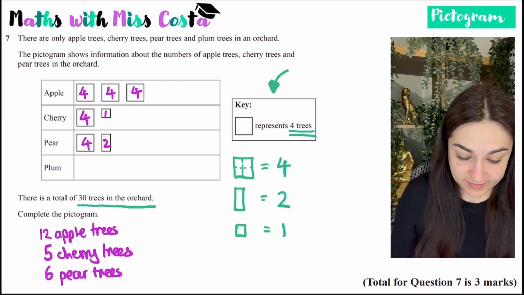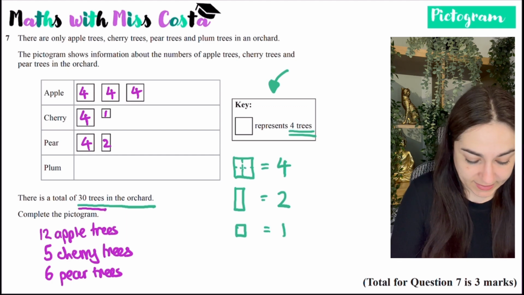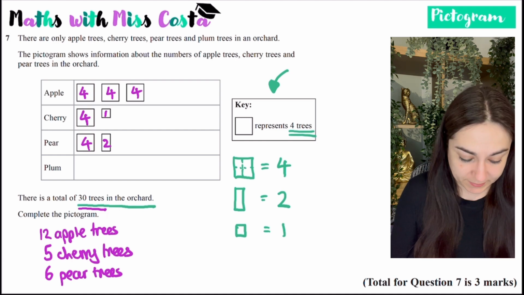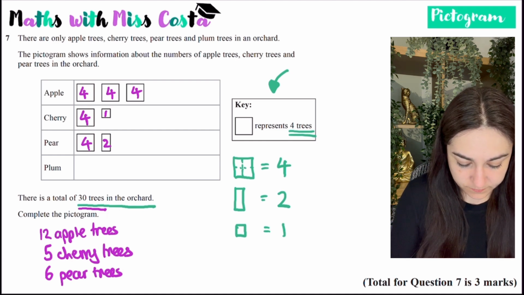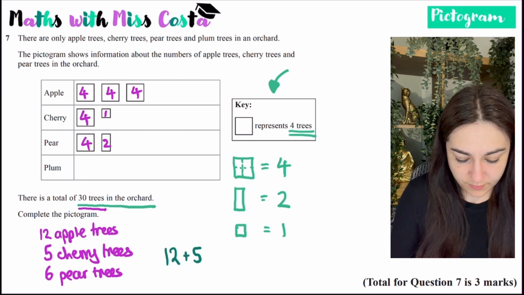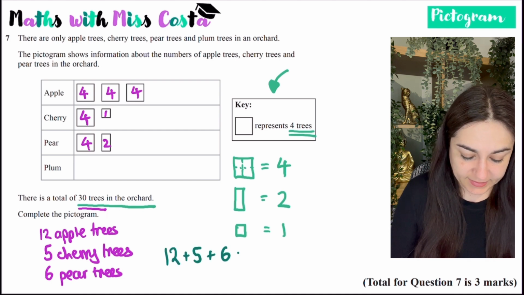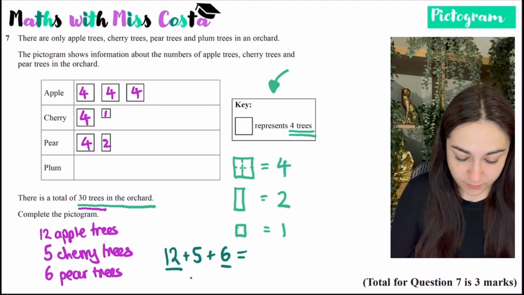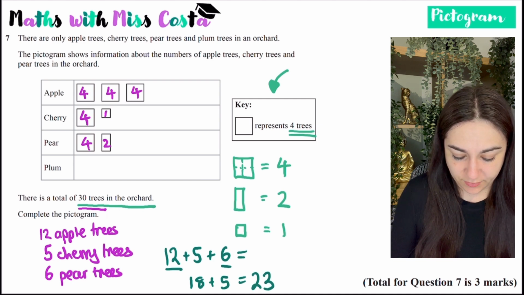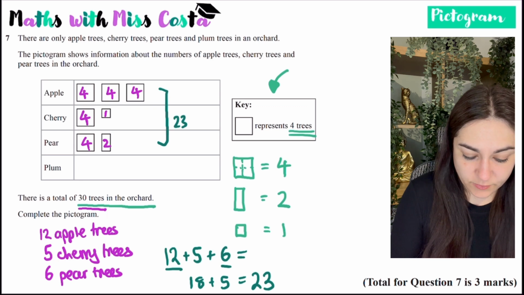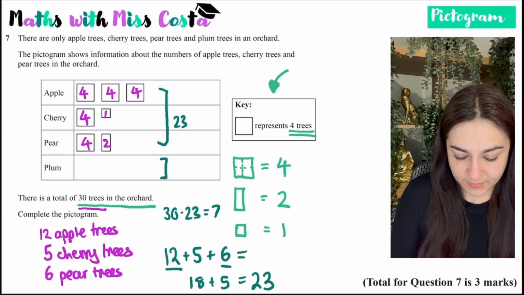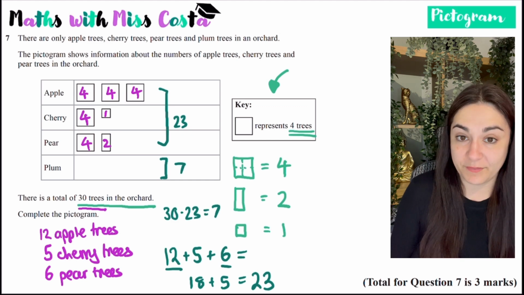So I need to complete the pictogram. I know there are 30 trees in total. So if I've worked out how many there already are, I can work out what the missing plum trees must be. So 12 plus 5 plus 6. You can just do the addition however you want. I would probably start by adding the easiest numbers. So 12 plus 6 gives me 18. So I'm left with 18 plus 5, which is 23. So I know that there are already 23 trees here, which must mean that 30 take away 23 is 7. So I'm left with 7 plum trees.